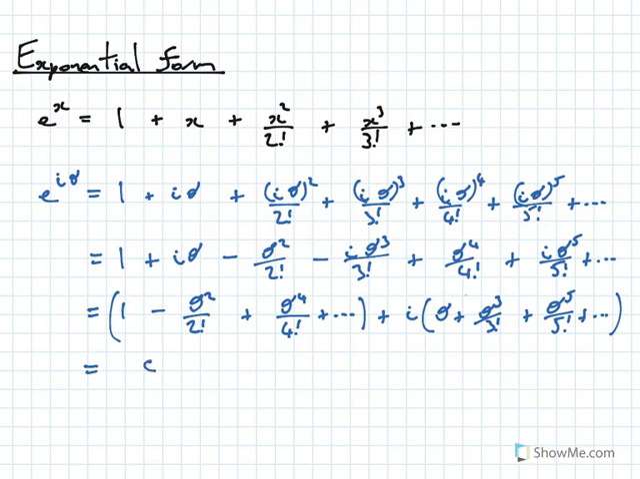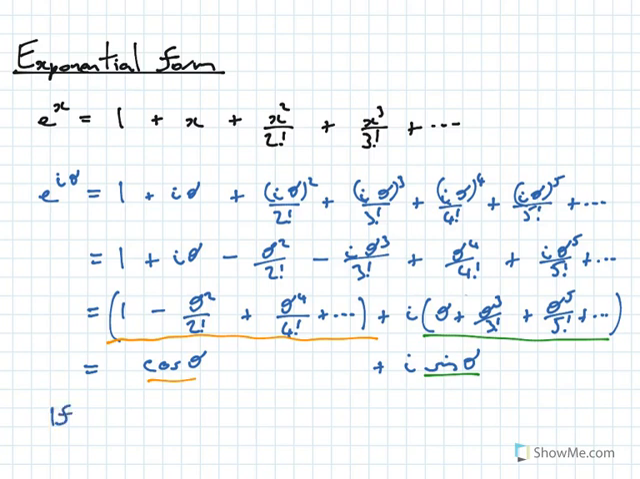So e to the i theta, this first bracket here, is cos theta plus i lots of, and this bit here is sine theta. So in other words, the exponential form of a complex number z: if z is equal to cos theta plus i sine theta, then we can also write z as e to the i theta.